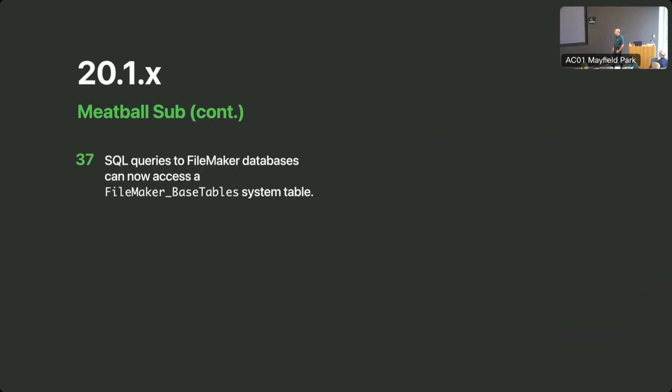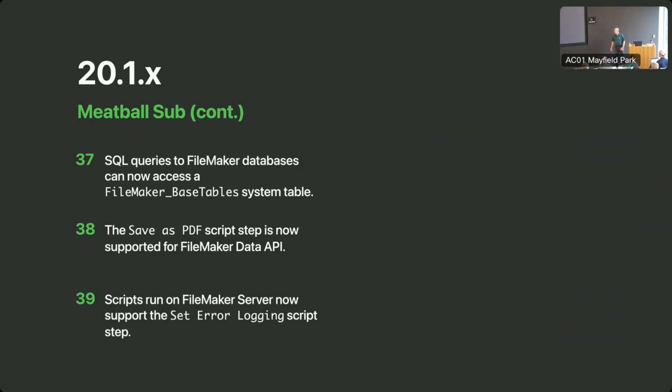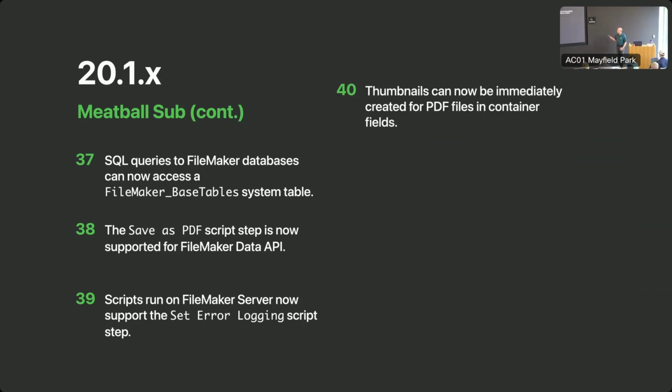SQL queries to FileMaker databases can now access a FileMaker base tables system table if you want to get information about the system. You're able to use some SQL calls for that. It's on FileMaker Pro. On FileMaker Server, the Save as PDF script step is now supported for the FileMaker Data API. On FileMaker Server, scripts that are run now support the set error logging script step. On FileMaker Server for Windows specifically, thumbnails can be immediately created for the PDF files that are in container fields.